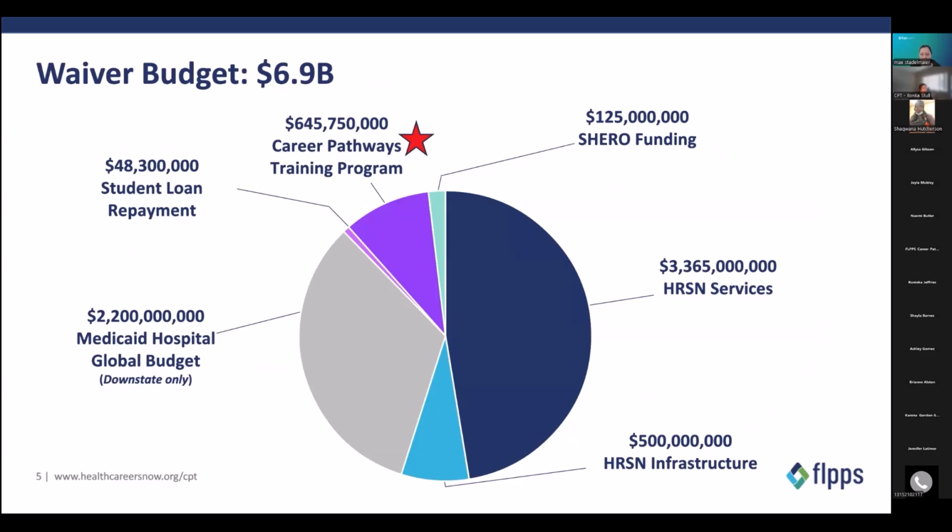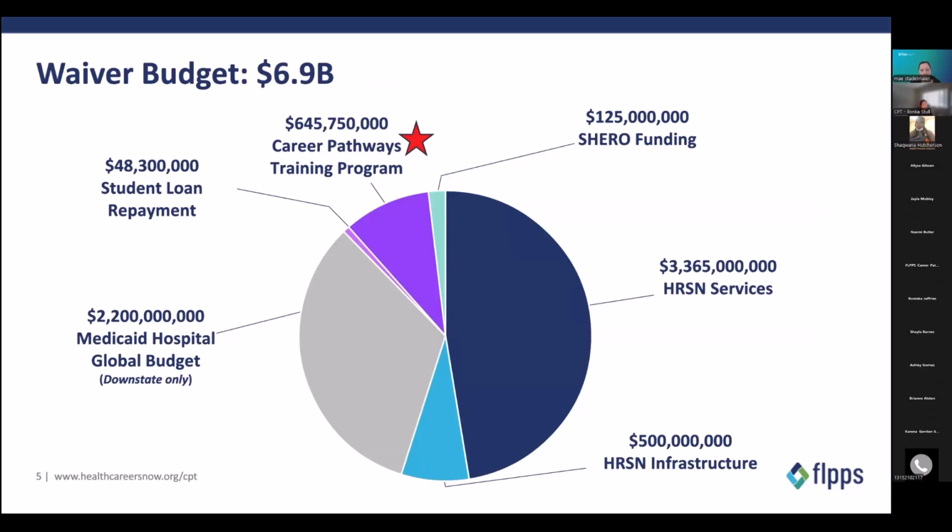Well, out of the 1115 waiver, $645 million has been assigned for the career training program to help individuals in the advancement pipeline and in the entrance pipeline.